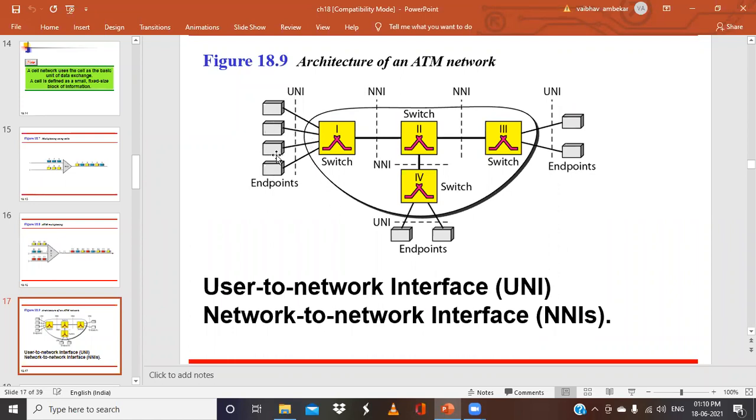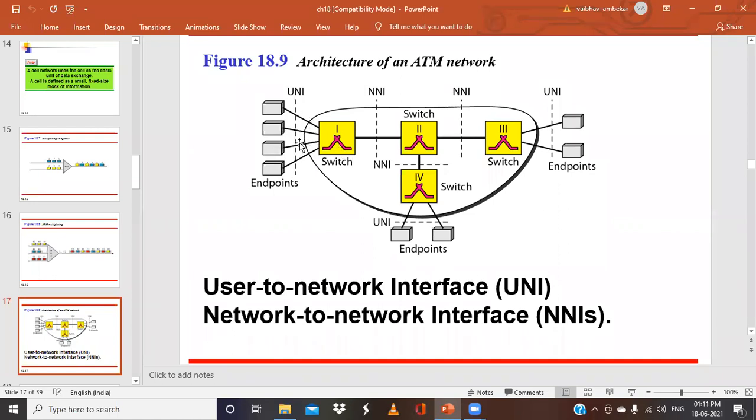These are the systems or computers, and they are connected to the network, like a switch. This connection or interface we call the user to network interface. The endpoints that are connected through the user to network interface, that we call the UNI. So that is an interface between an endpoint, like a node or a computer, and a switch.